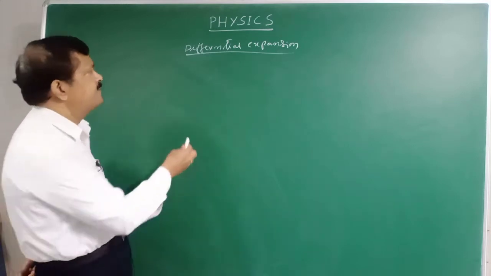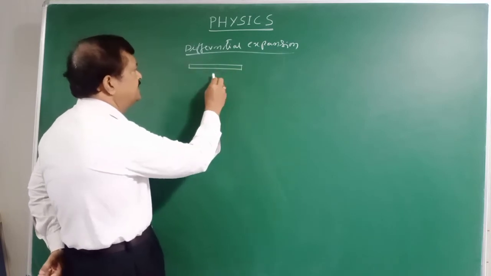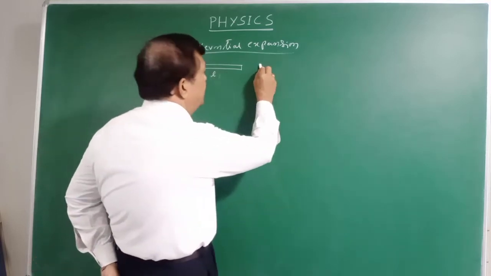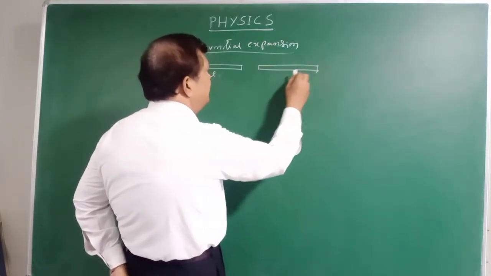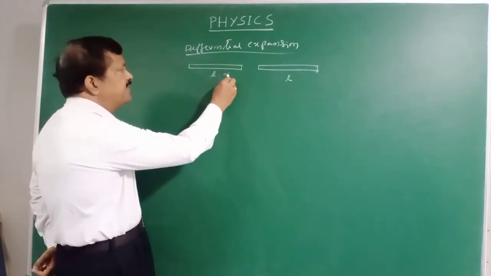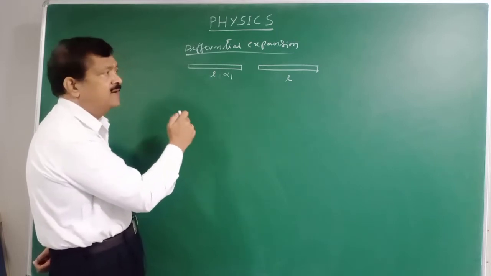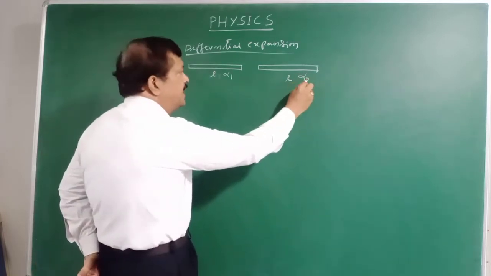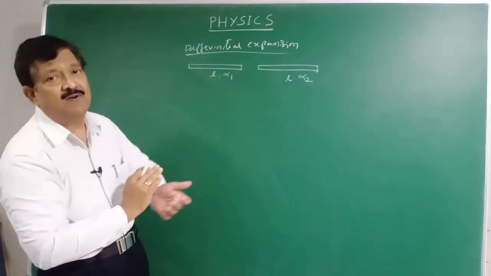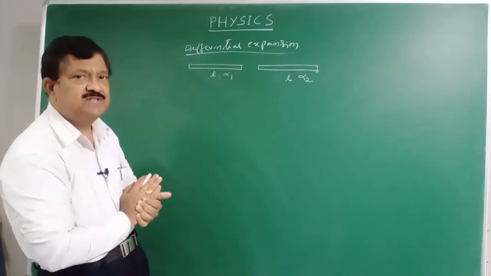Let us consider two rods of the same initial length, L. The first one is made of a material of coefficient of linear expansion alpha 1, and the second one is made of another material with coefficient of linear expansion, let us say, alpha 2. So alpha 1 and alpha 2 are their coefficients of linear expansion.